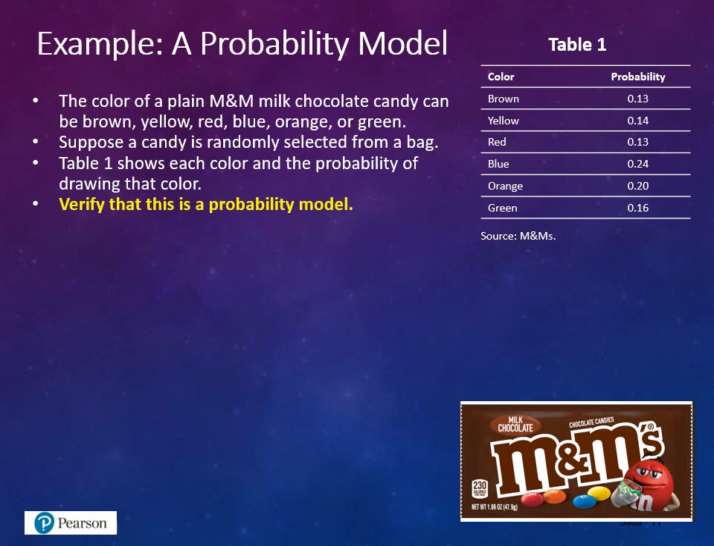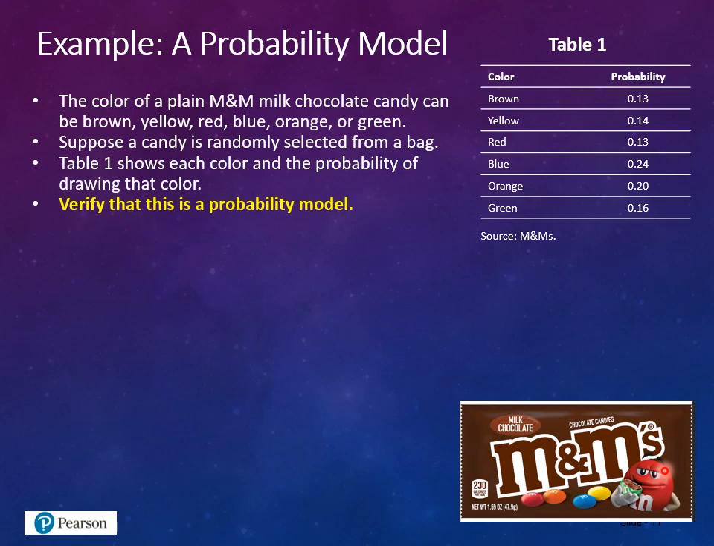The color of a plain M&M chocolate candy can be brown, yellow, red, blue, orange, or green. Suppose a candy is randomly selected from a bag. Table 1 shows each color and the probability of drawing that color. For example, the probability of drawing a brown M&M is 0.13. Of drawing a blue one is 0.24. This means it's likely that there are more blue. They create more blue M&Ms than they do brown, just overall.